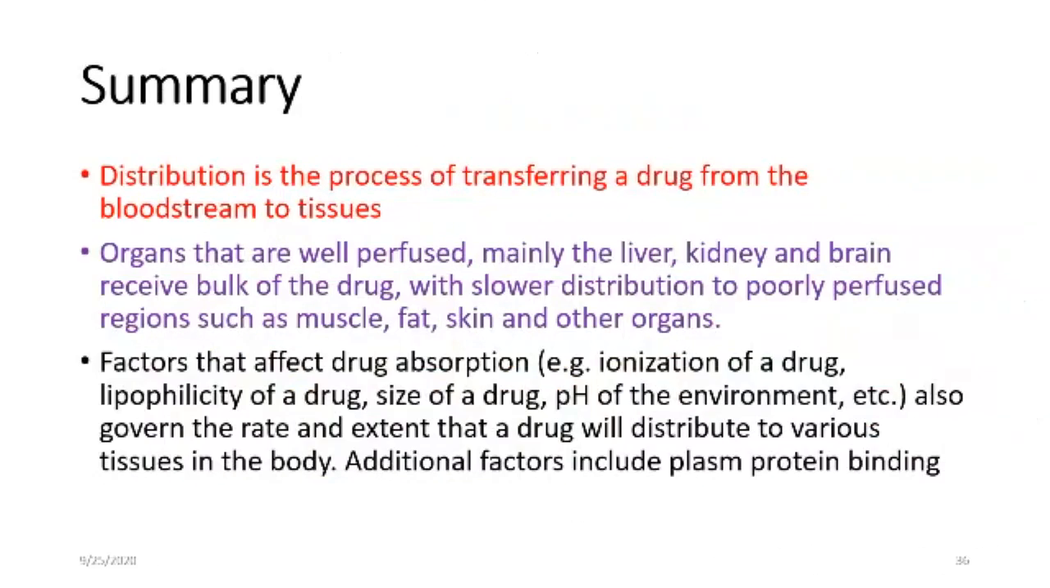Summary. Distribution is the process of transferring a drug from the bloodstream to tissues. Organs that are well perfused, such as the liver, the kidney, the brain, receive the bulk of the drug, while the drug is slowly distributed in poorly perfused regions, such as fat and other organs. Factors that affect drug absorption, for example, ionization of the drug, lipophilicity, size of the drug, pH of the environment, etc., also govern the rate and extent that a drug will distribute to various tissues in the body. Additional factors will include plasma protein binding.